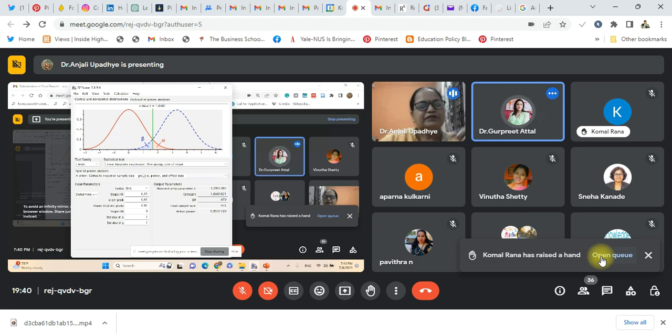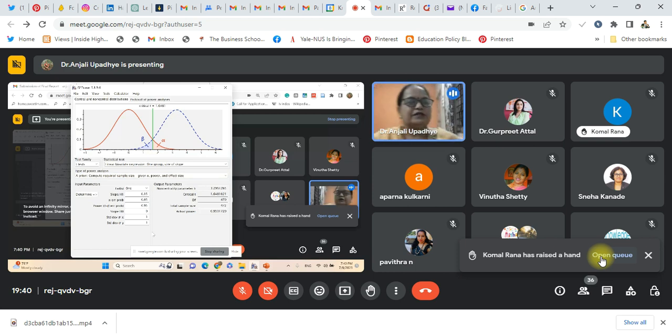Okay, ma'am. Fine. The window of the G Power is like this only. It is a very small window. Now you can see over here.